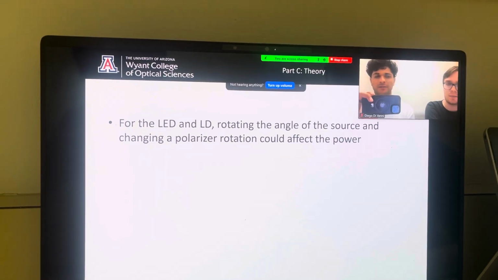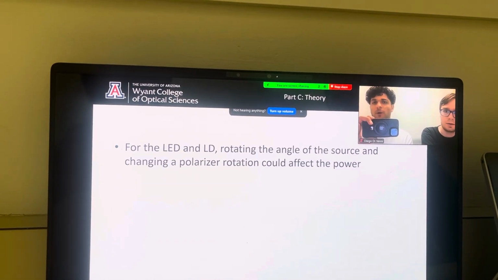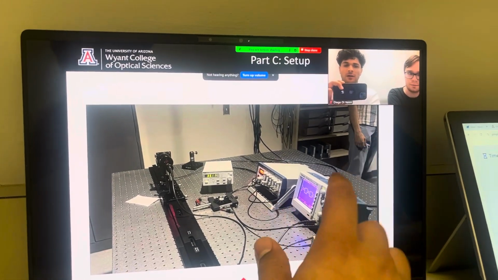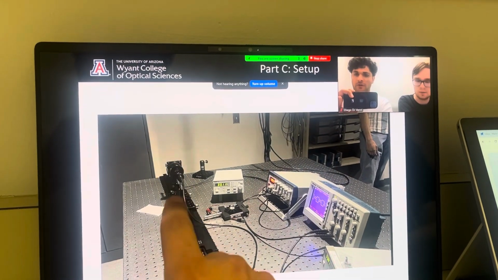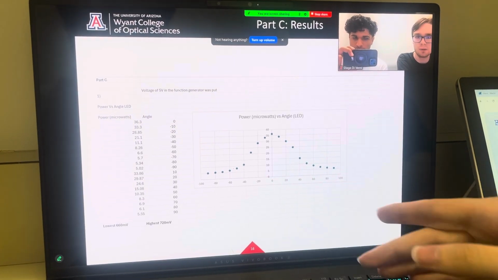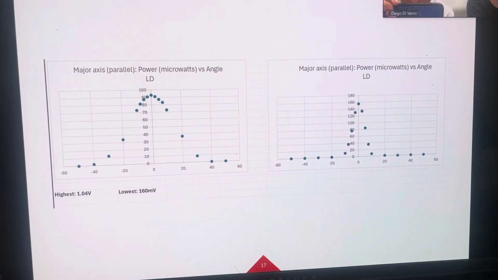So for part C theory for the LED and LD, rotating the angle of the source and changing a polarizer rotation could affect the power. So that was a setup with oscilloscope, function generator, amplifier, and optical components in the detector. So this was our graph for power versus angle of the polarizer for the LED, and this was the one for the laser diode for both the major axis and minor axis.